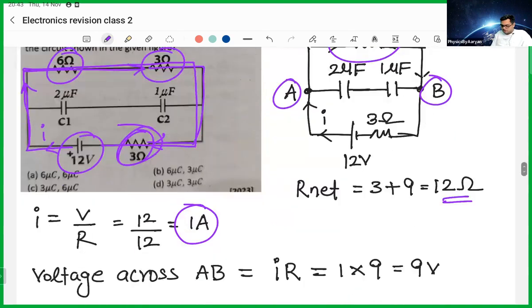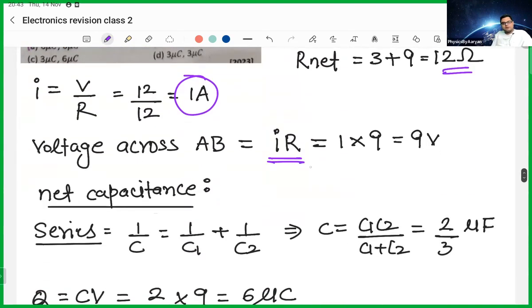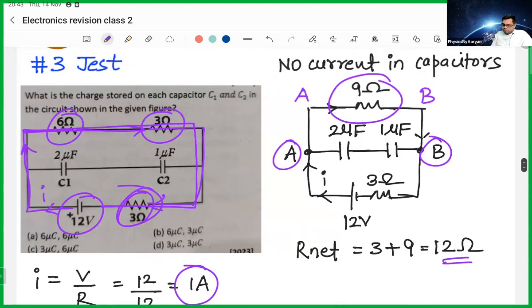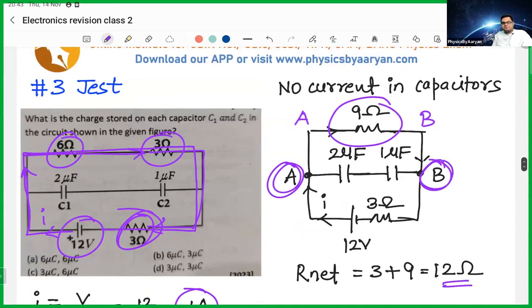कैसे? V equals to IR. What is the current? 1. What is the resistance? 9. तो कितना voltage हो गया? 9 volt. So it means the voltage between A and B is 9. Okay. What is the net capacitance of these two? A and B के बीच में voltage तो निकल गया. A and B के बीच में voltage comes out to be 9 volt.